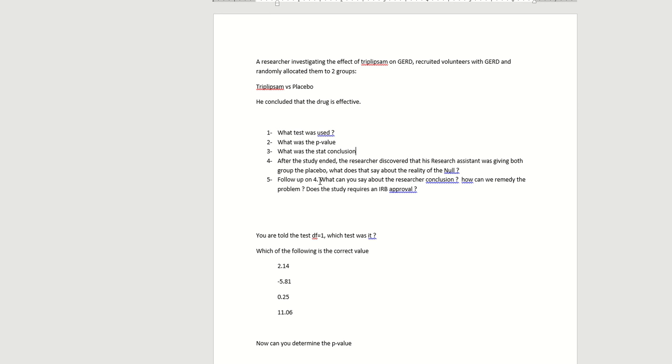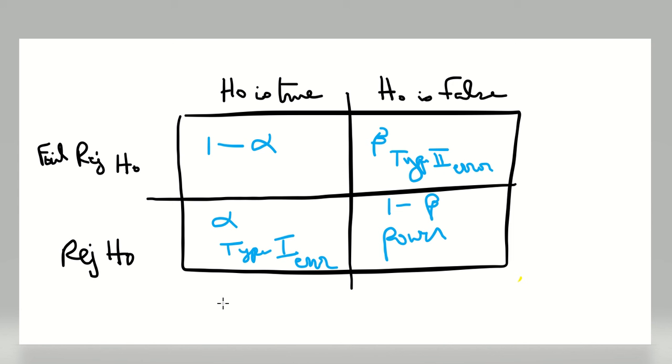So follow up on number 4. What can we say about the research conclusion? How can we remedy that problem? Does the study require an IRB approval? So let's go back to our flipboard right here. We were discussing a minute ago that if we were comparing the placebo to placebo, that would mean that the null is true, okay? But we have said previously that the researcher has rejected the null hypothesis. So we have a situation where the researcher rejected the null hypothesis, but now we know that the null hypothesis is true, and therefore his conclusion was a type 1 error.